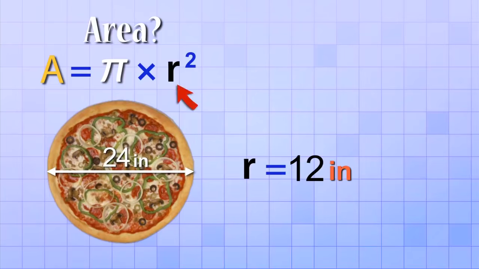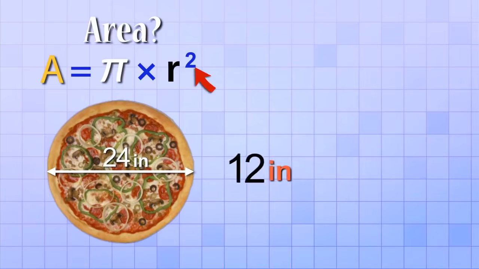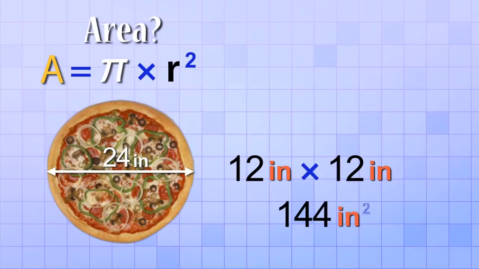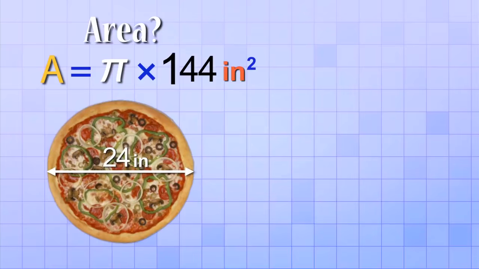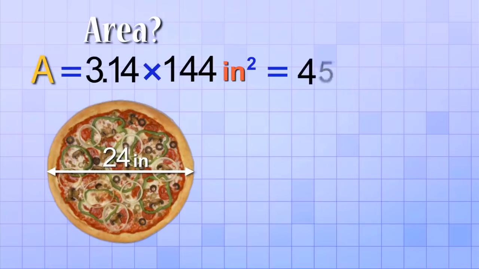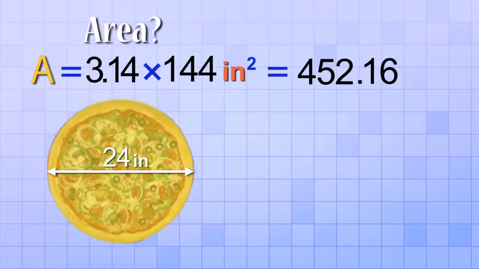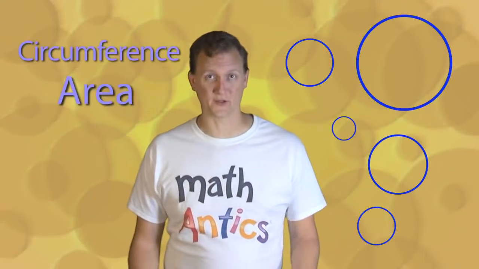And now that we know the radius, we need to square it. 12 inches times 12 inches equals 144 inches squared. Next, we just multiply that by pi. 144 times 3.14 is 452.16. So the total area of the pizza is 452.16 square inches.